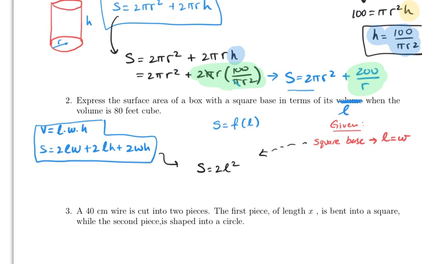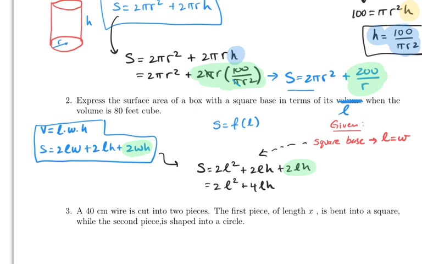Okay. Since the length and the width are the same, this should be 2LH, because L is still L. But notice this one is the same thing as L also, right? So that will give you 2LH only, and that will come from here. So now you can combine these two, and if you simplify, this should be 2L squared plus 4LH. Okay, and we're almost there.